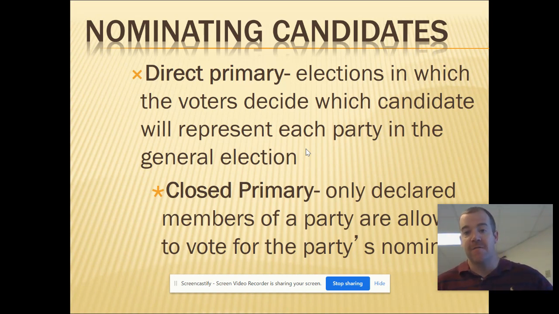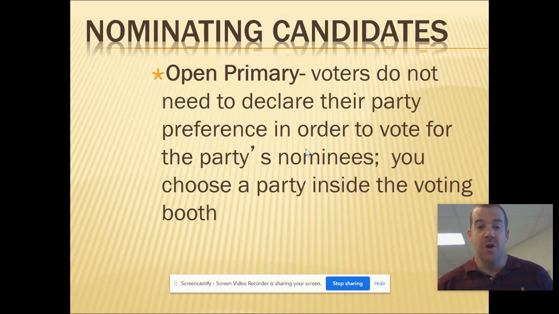You have a closed primary where, for instance, when North Carolina voted for the primary election, only Democrats could vote in the Democratic primary. It's a closed primary. So if you're Republican, you can't vote in the Democratic primary, and vice versa. An open primary is you don't have to declare. Some states have this. You don't have to declare what party you're from in order to vote in the primary election. So even if you're a Republican, you can vote in the Democratic primary.